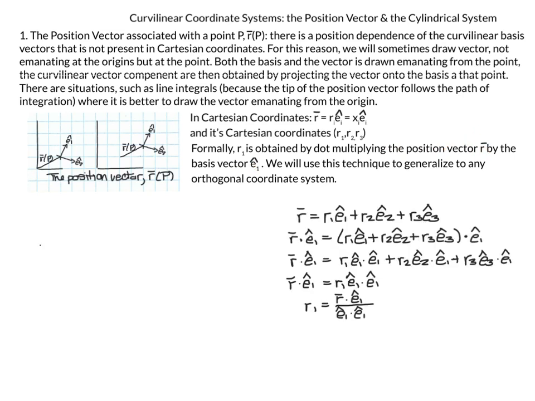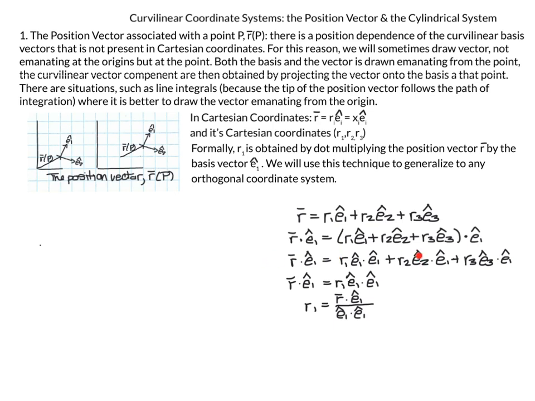To remind you how this works, let's say we have a position vector r, which is equal to r1 e1 plus r2 e2 plus r3 e3, as we have listed here in our summation formula. Then if we want to find r1, we do that by dot multiplying the position vector r by e1. So we're going to multiply r by e1, on both sides of the equation. We can distribute the dot, and r1, r2, r3 are just scalars, so we can pull them out. So we have r dot e1 is equal to r1 e1 dot e1, plus r2 e2 dot e1, and then r3 e3 dot e1.